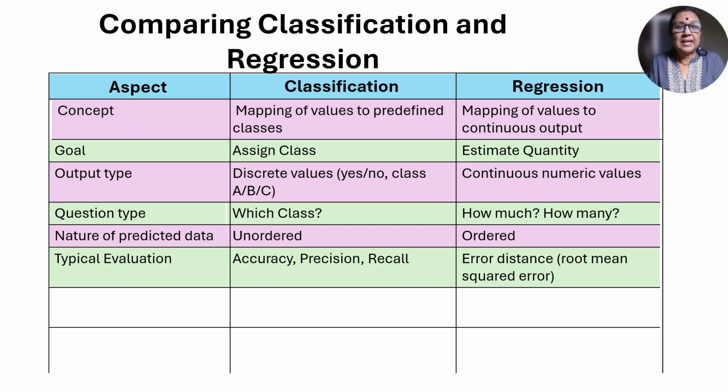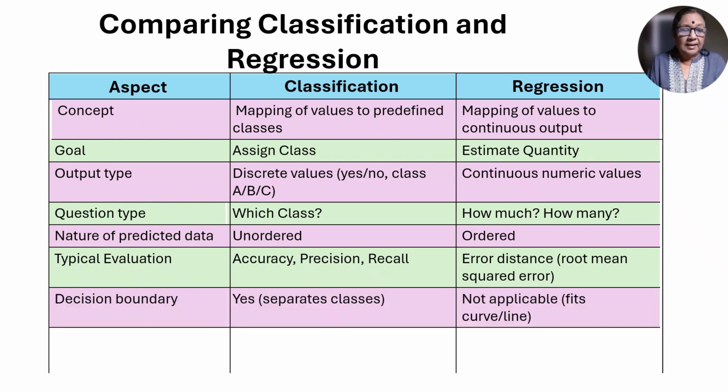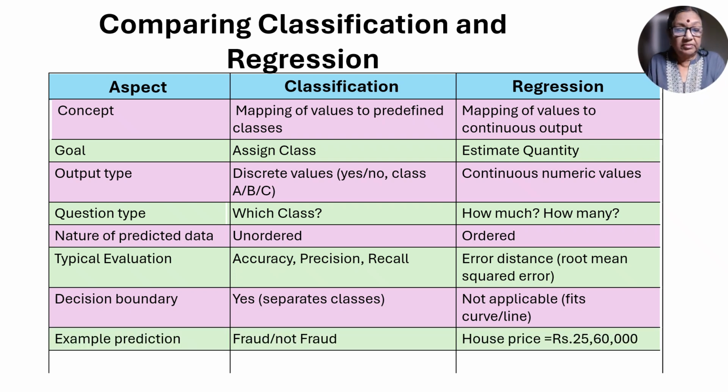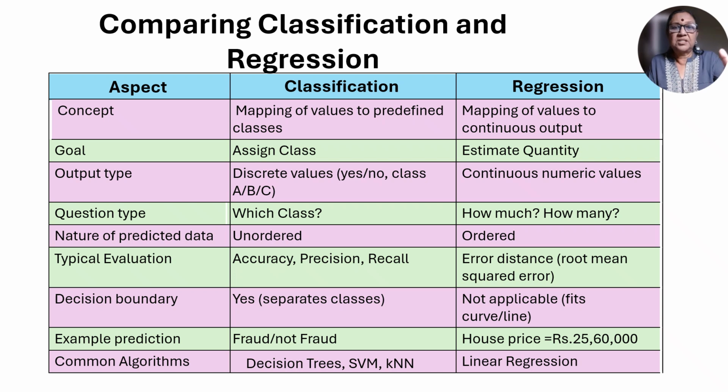Typical evaluation is accuracy, precision, recall. Here it is error. And then decision boundary: here there is not, it is not applicable. There is no boundary. It is only an overall fitting of a curve. An example prediction is fraud, not fraud. Here it could be house price. Some example algorithms are decision trees and SVM for classification, and linear regression is an example of regression.